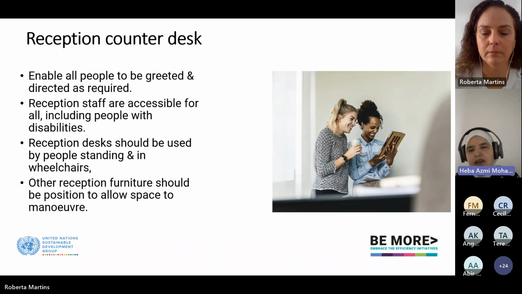The reception counter desk has to enable all people to be greeted and directed as required. The reception staff should be accessible for everyone, including persons with disabilities, either sitting or standing. The reception desks should be used by people who are sitting or standing, so they should be at an appropriate height. Other reception furniture should be positioned to allow space for persons who are using wheelchairs to maneuver. And in the disability inclusion practice note for physical accessibility, all these items are explained with the appropriate dimensions that you have to use in each of them.